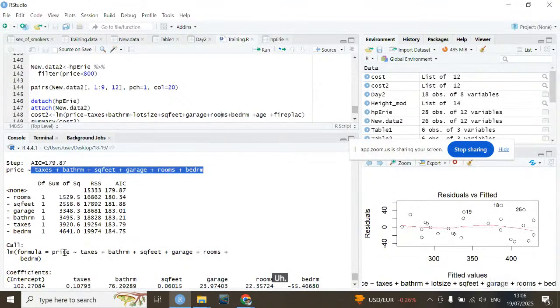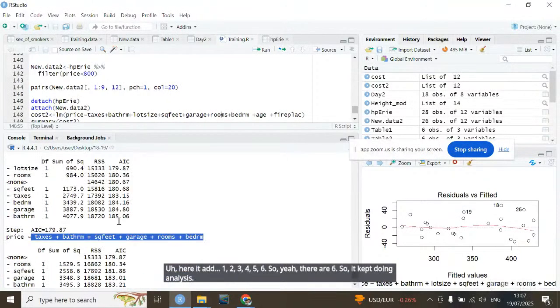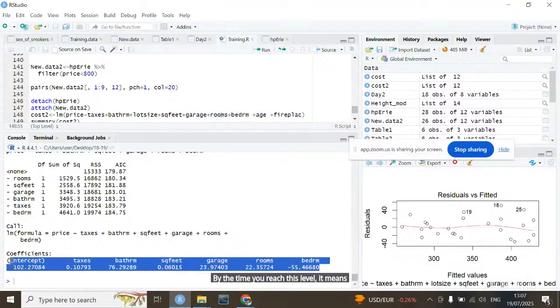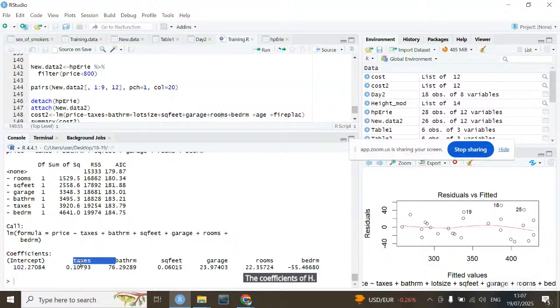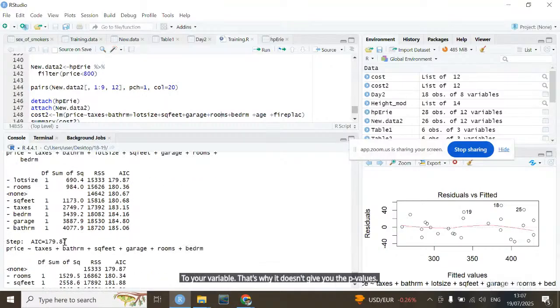Here it had 1, 2, 3, 4, 5, 6. So here there are 6. So it kept doing analysis with fewer and fewer factors until it can generate the best equation for you. And by the time you reach this level, it means these coefficients, the coefficient of H, is actually significantly contributing to your variable. That's why it doesn't give you the p-values. What they take as importance is this one here, the AIC.